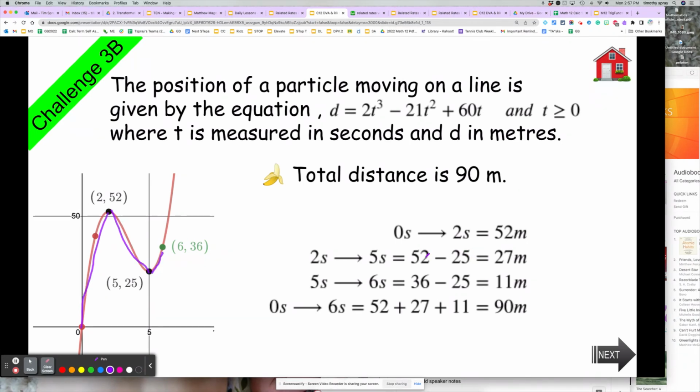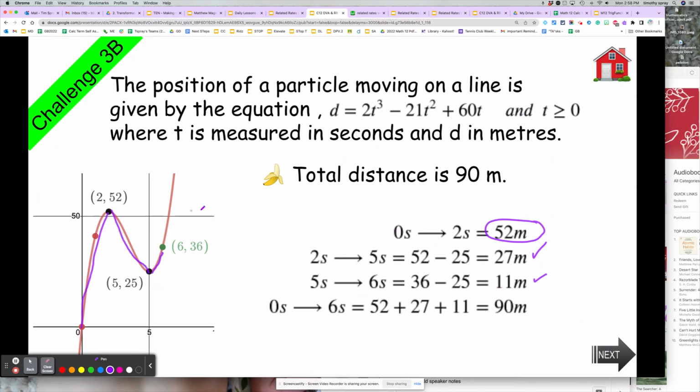So if we take these numbers and go 52 minus 25, you get 27. We went from 0 to 52 first. Obviously 52. Then we went from 52 to 25, which is 27, and then we went from 25 to 36, which is 36 minus 25, which is 11. You add those all up, you get 90.